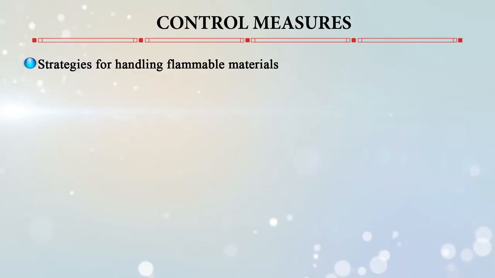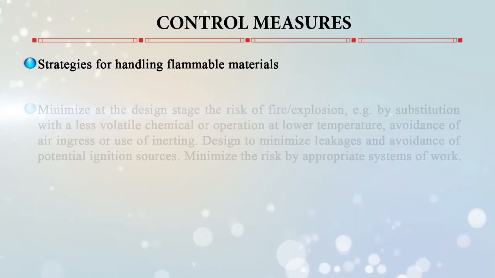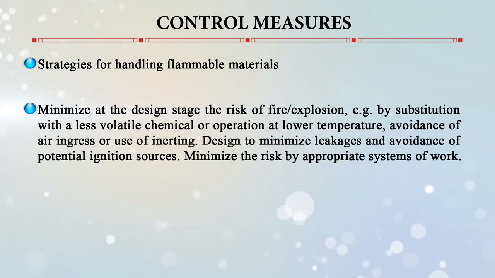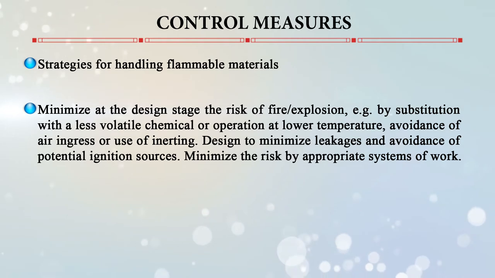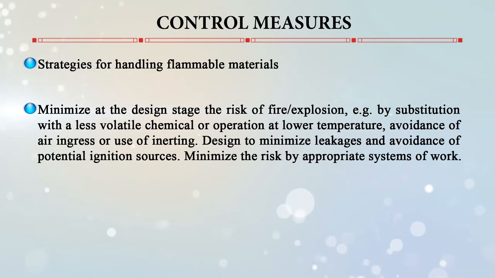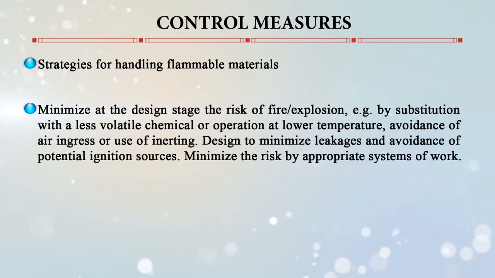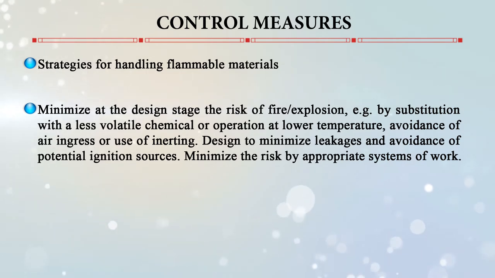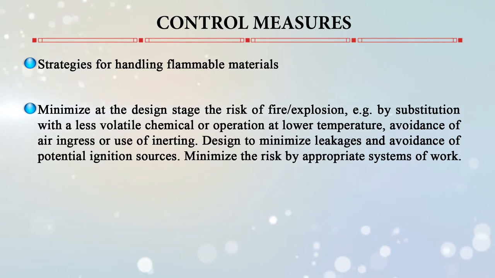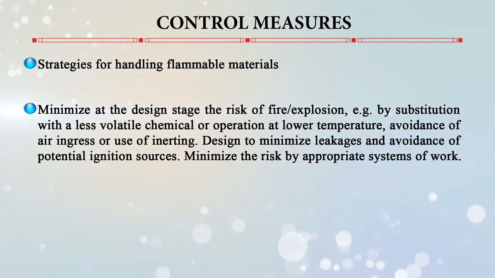So how to control these chemical hazards? We will see some of the controlling measures, like strategies for handling flammable material to minimize the risk of fire and explosion at the design stage itself, by substitution with a less volatile chemical or operation at low temperatures. Sometimes we can also say avoidance of air ingress, or otherwise use of inerting.